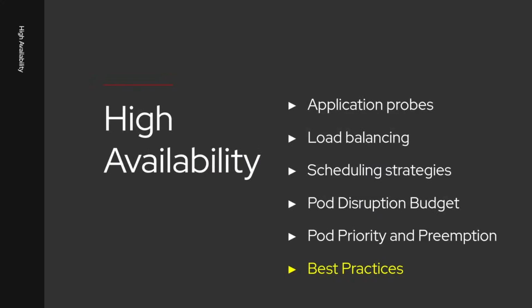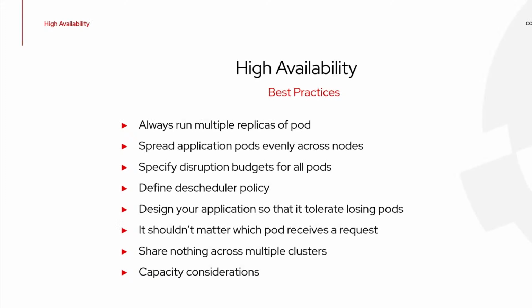Now let's take a look at some of the best practices to be followed when deploying applications on OpenShift to achieve high availability. Now, when we talk about best practices, always ensure you run multiple replicas of your application pods. You can use replica set or replication controller to ensure we have X number of replicas running all the time.